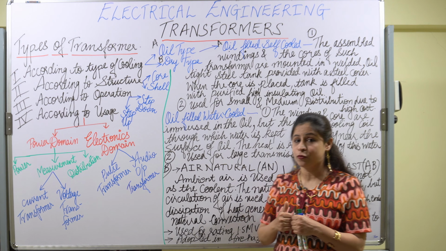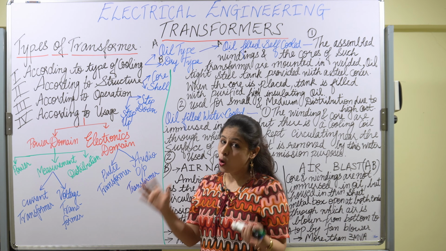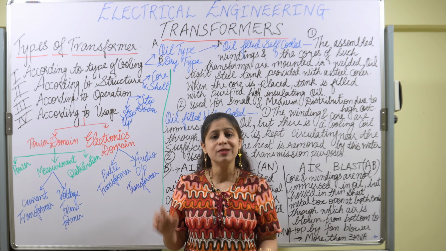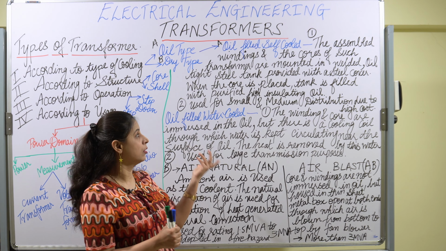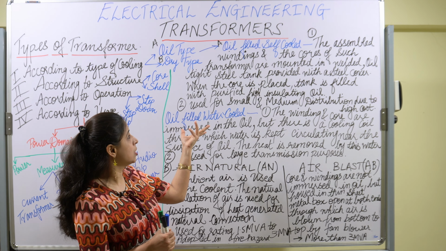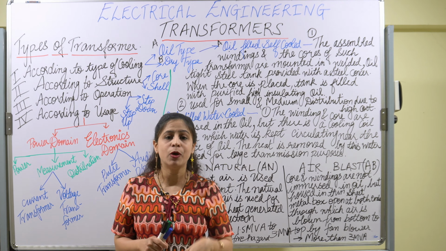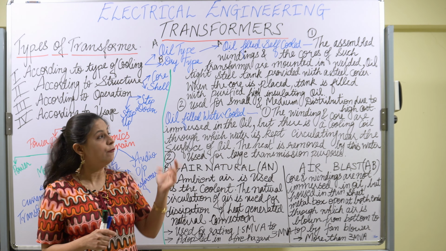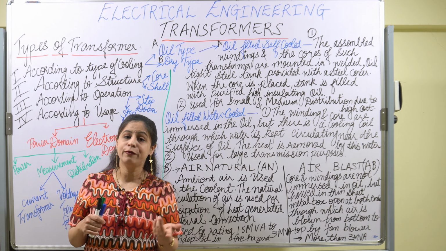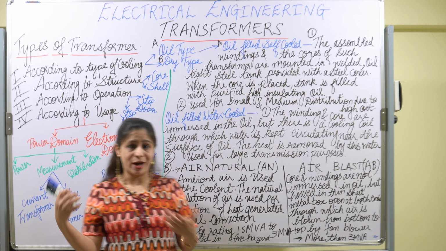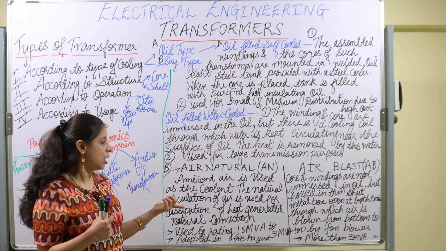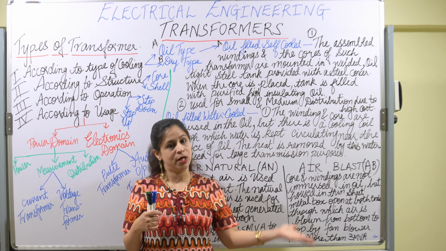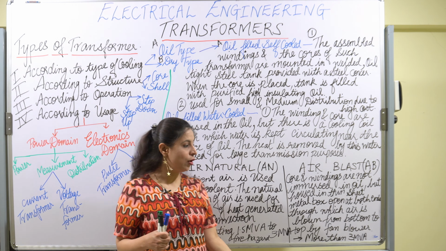According to the type of cooling, the main categories are oil filled and dry type transformers. Then we saw the oil type transformer, which is again categorized as oil filled self cooled and oil filled water cooled. And the dry transformers: air natural transformers and air blast transformers. So this is all for today.